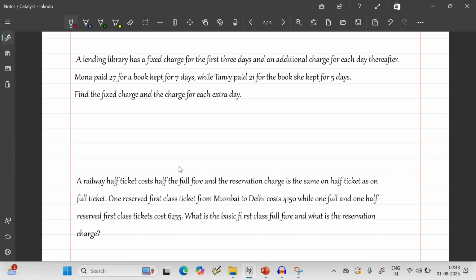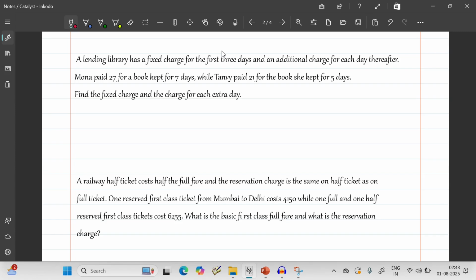A lending library has a fixed charge for the first 3 days and an additional charge for each day thereafter. Okay, so nothing but same thing. We have a fixed charge for the first 3 days. Okay, now there's a slight difference between the previous problem and this problem. Now what we had in the previous problem was, what did our taxi driver tell us? No matter how much distance you travel, 50 rupees is fixed. Okay, that you have to pay. After that, for every kilometer, from the first kilometer itself or maybe half a kilometer, no matter how much you have traveled, that much into the variable charge I will be charging you, right?